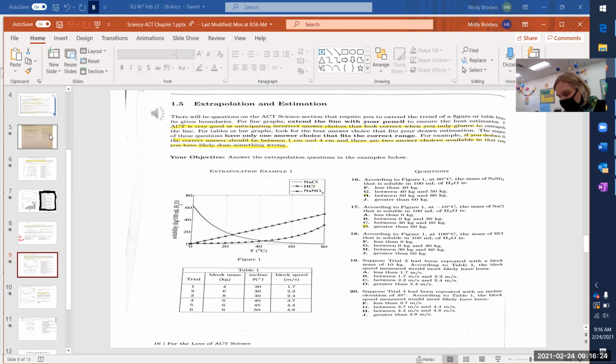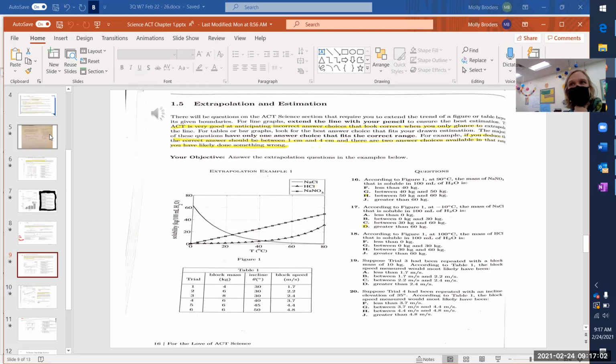Okay. Now let's look at 20. Suppose trial 4 had been repeated with an incline elevation of 35 degrees. According to table 1, the block speed measured would most likely have been what? All right. So let's look at trial 4. It was an incline of 40, and its speed was 3.7. And let's say we're going to decrease that incline to 35. Correct. Good. Yay. Y'all feel like you got this?